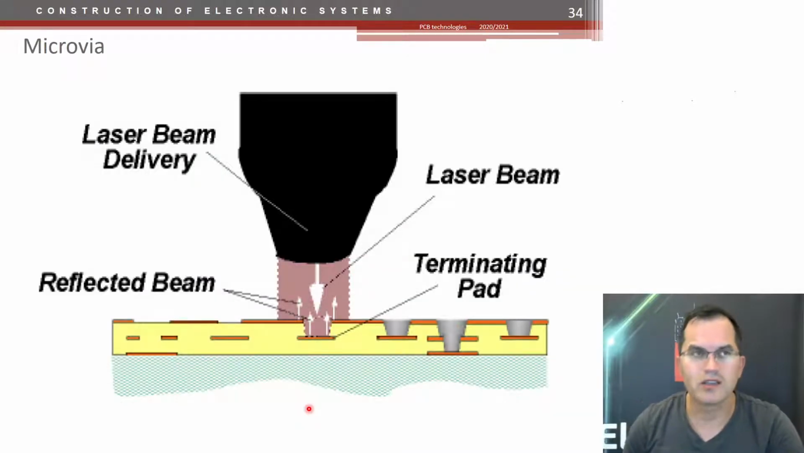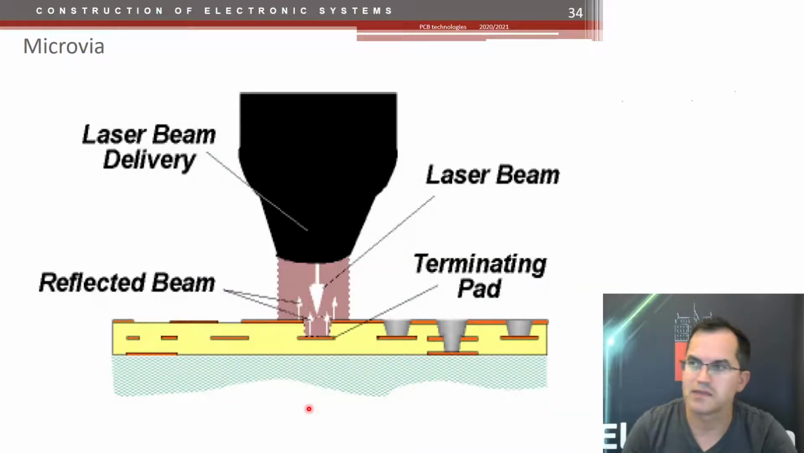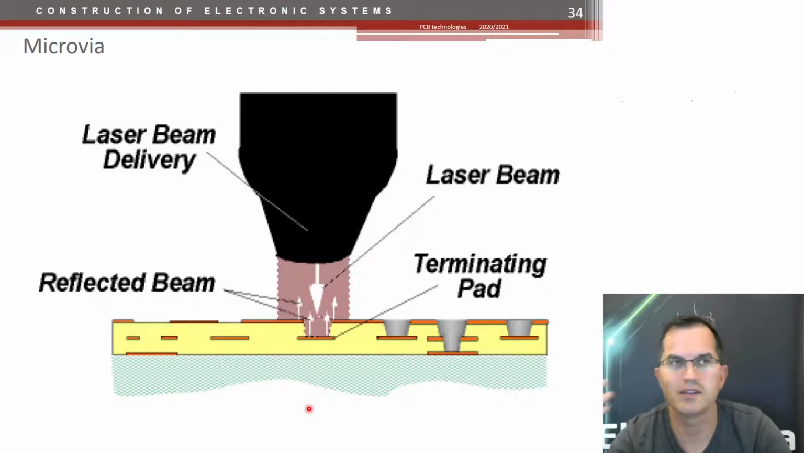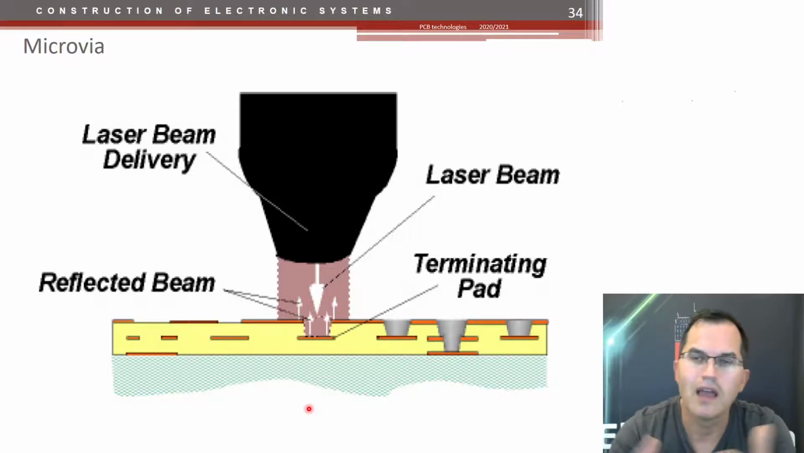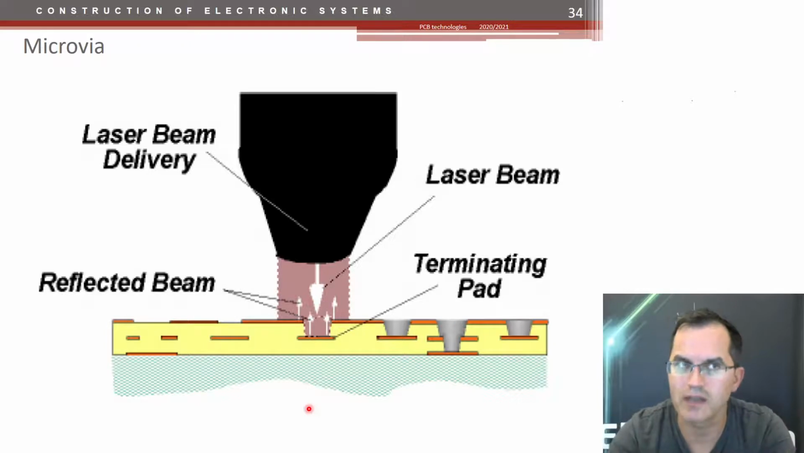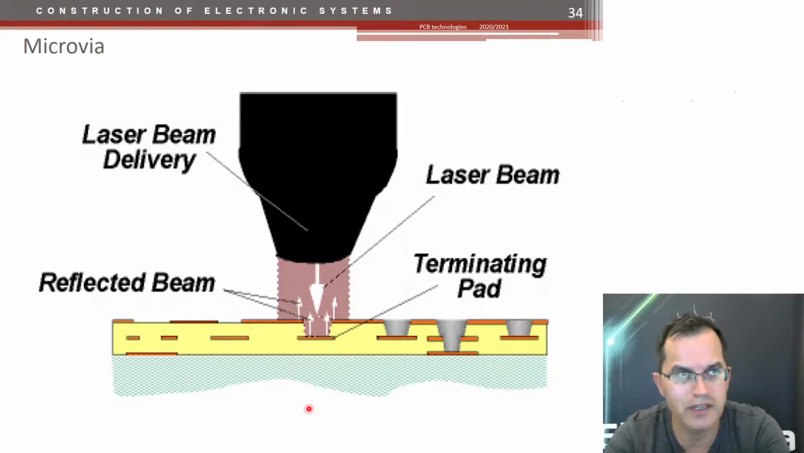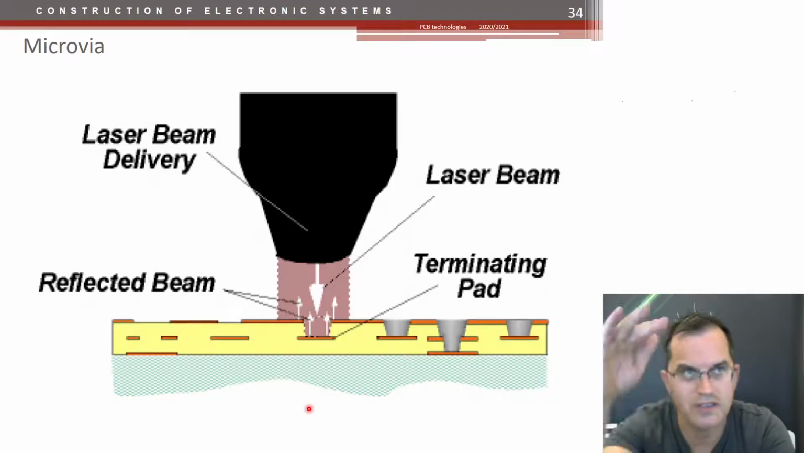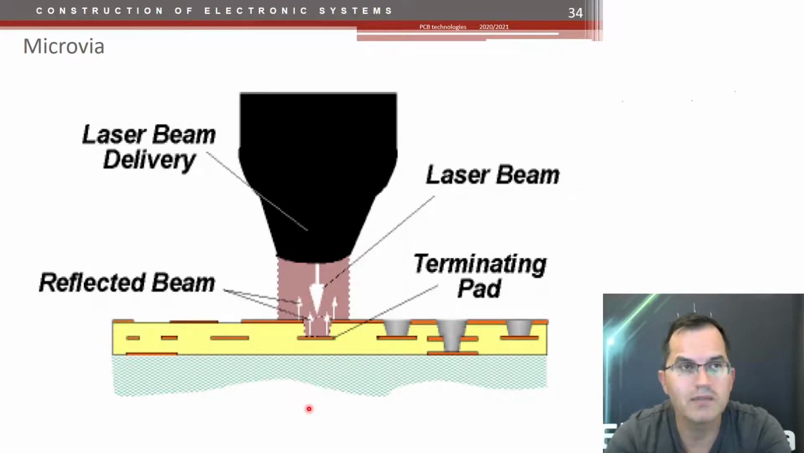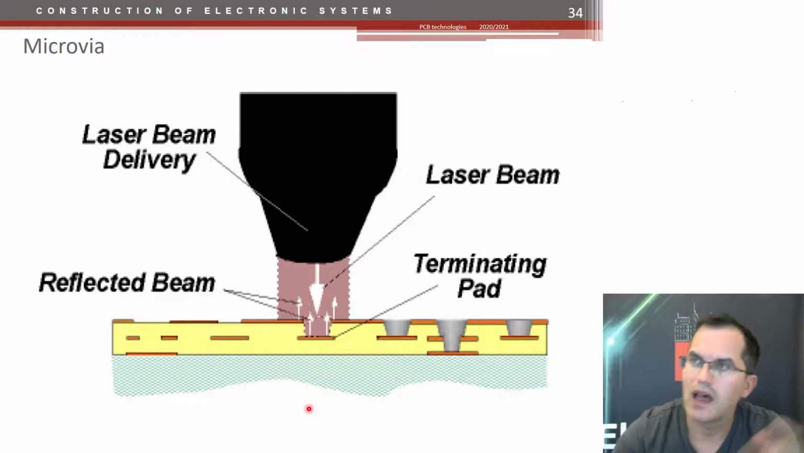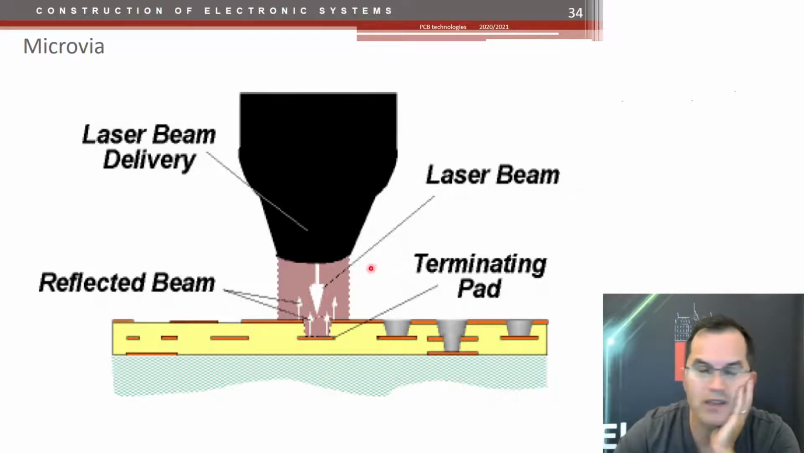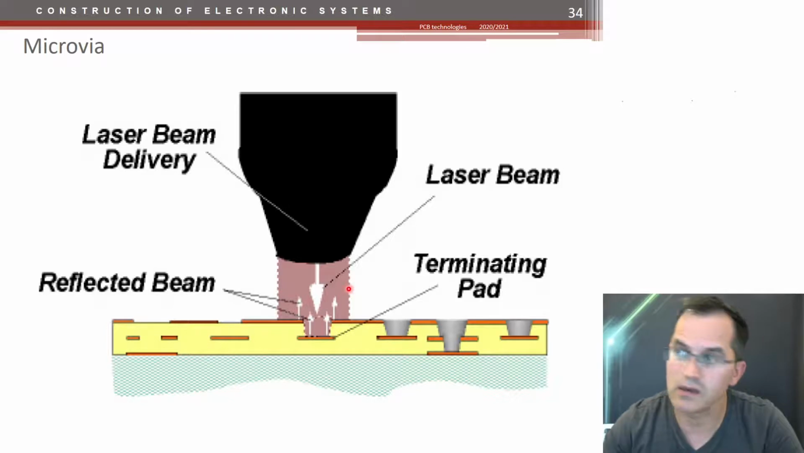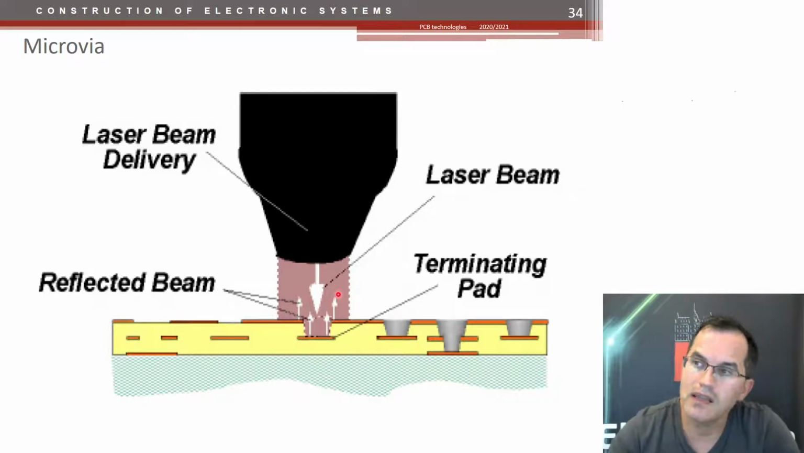Okay, micro vias. What are micro vias? Micro vias are all vias that are small. Okay, I would say smaller than 150 microns in diameter. Maybe even smaller than 100 microns in diameter, I would say nowadays. And they can be made by mechanical drilling with very special drills to a certain depth, or they can be made by lasers.